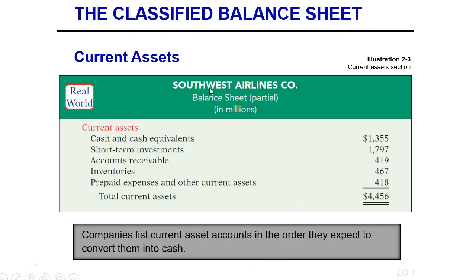So here we have Southwest Airlines, and we have an illustration of their current assets. They have cash and cash equivalents, short-term investments, accounts receivable, inventories, prepaid expenses, and other assets. So this is the current assets section of the balance sheet for Southwest Airlines.